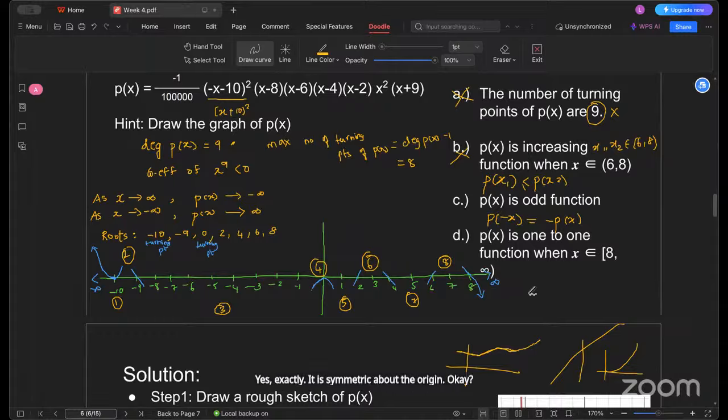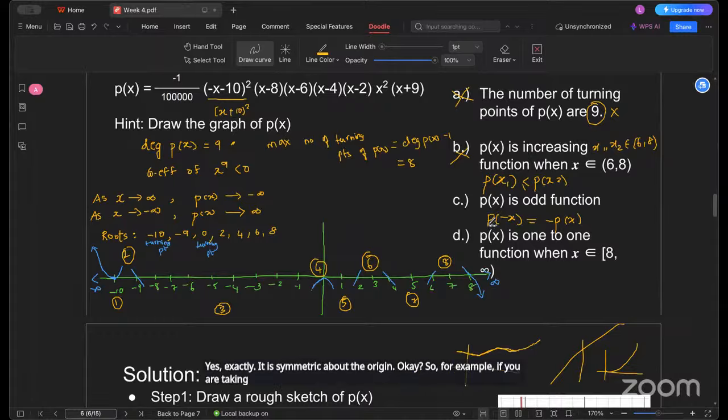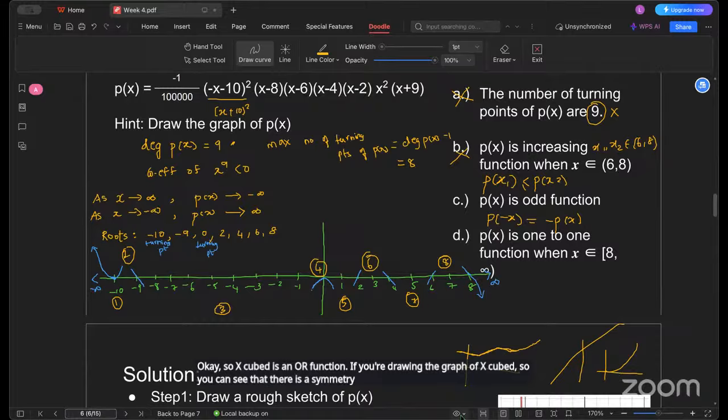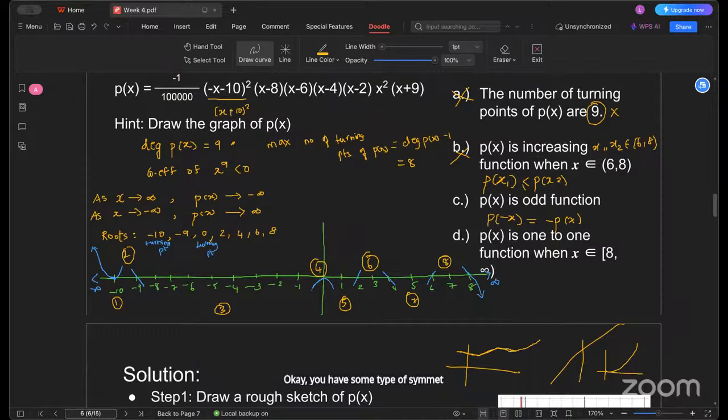Okay, so for example, if you are taking p of x is equal to x cube, is it an odd function? Yes. Okay, so x cube is an odd function. If you are drawing the graph of x cube, you can see that there is a symmetry about the origin. You can try drawing the graph of x cube or any odd degree polynomials. You see what's happening. You have some type of symmetry you can definitely observe.